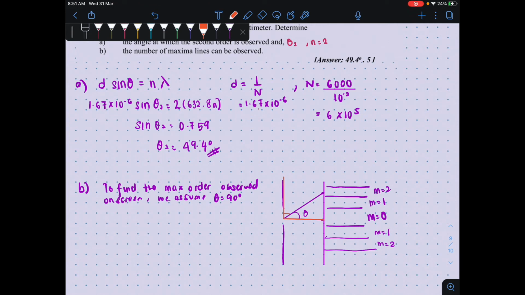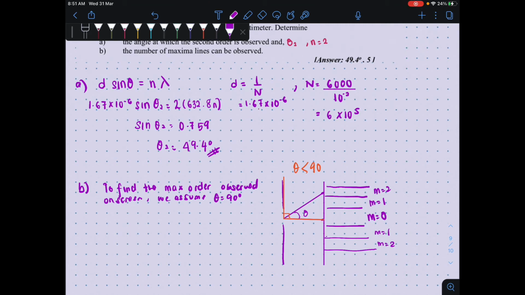Okay, this indicates that ini paling maksimum. Dia tak boleh ambil the theta 90. Sebenarnya theta 90 ini tak boleh. So whatever angle that you're going to have should be less than 90. So what we are going to do adalah we're going to assume if the theta is 90, what is the order kita akan dapat, and then we're going to take the number less than that lah kan.